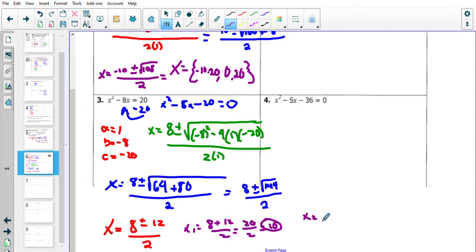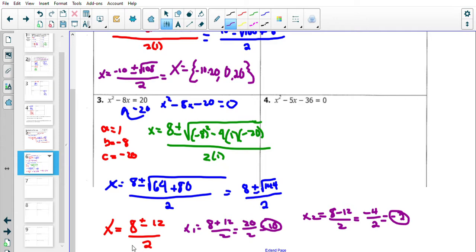And then x2, my second answer, is going to be 8 minus 12. So I have 8 minus 12 divided by 2. 8 minus 12 is negative 4. Divided by 2, that gives me negative 2. So those are my two solutions.